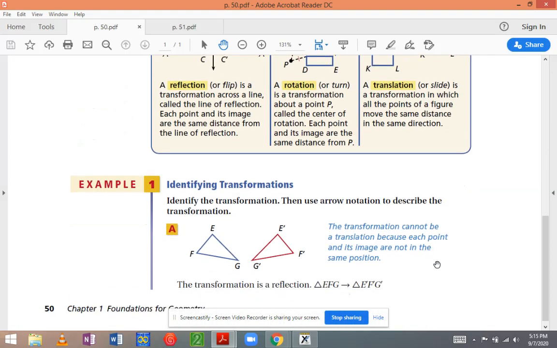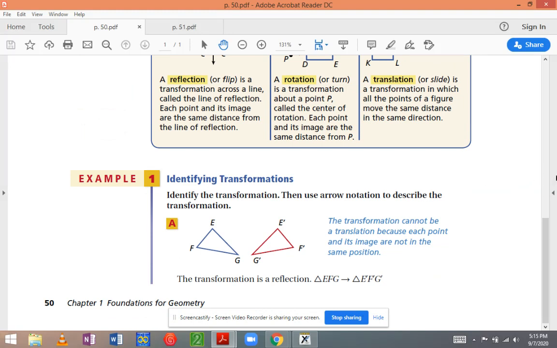Okay, so using that, let's look at some examples here. Let's look at example number 1. It says identify the transformation, then use arrow notation to describe the transformation. If you look at the blue triangle, triangle FEG, that's going to be the pre-image, and the image is triangle F prime, E prime, G prime.